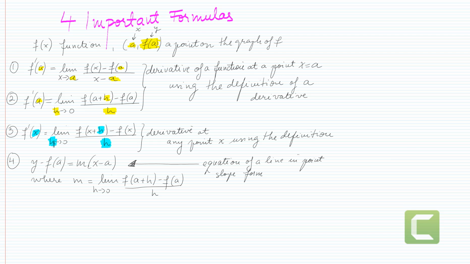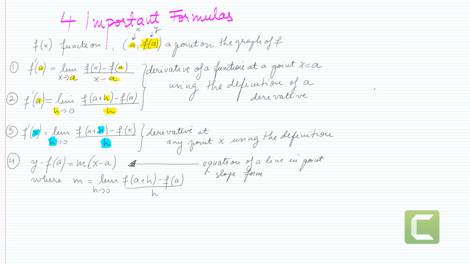Again, it's using the definition because later you're going to learn to calculate this using rules of differentiation. And the fourth formula is y minus f of a equals m times x minus a. This is the equation of a line in point slope form, and what it actually gives us is the equation of the tangent line to the graph at a point.